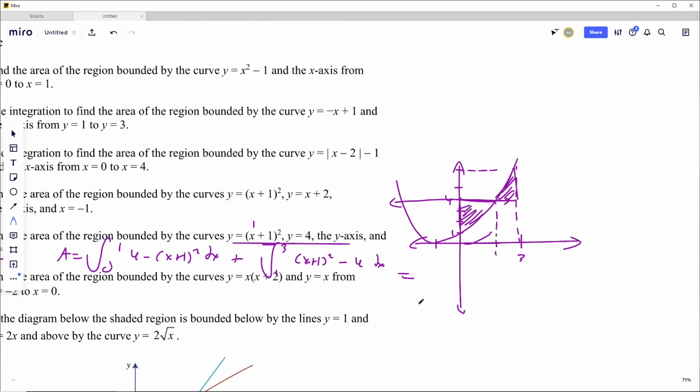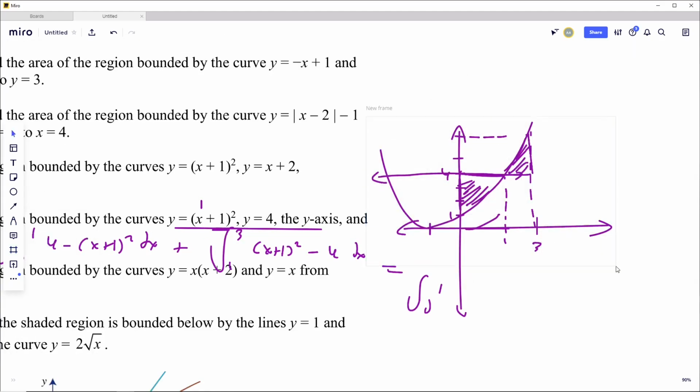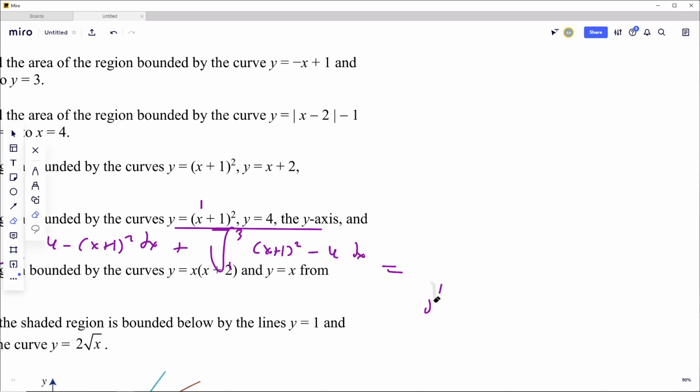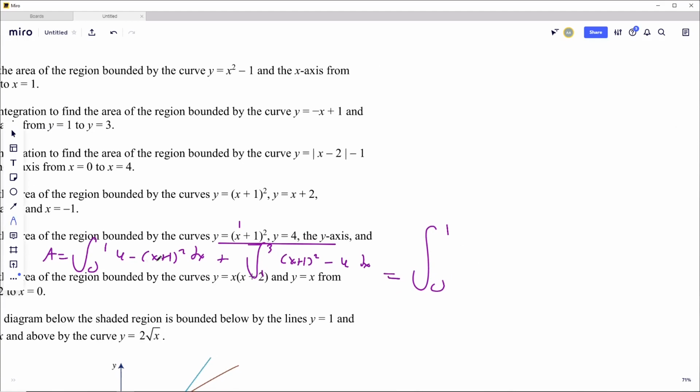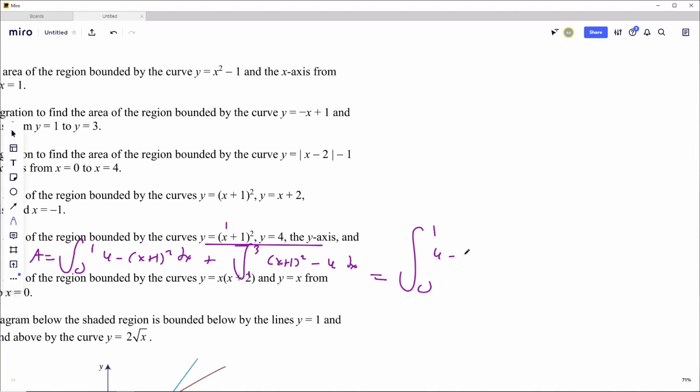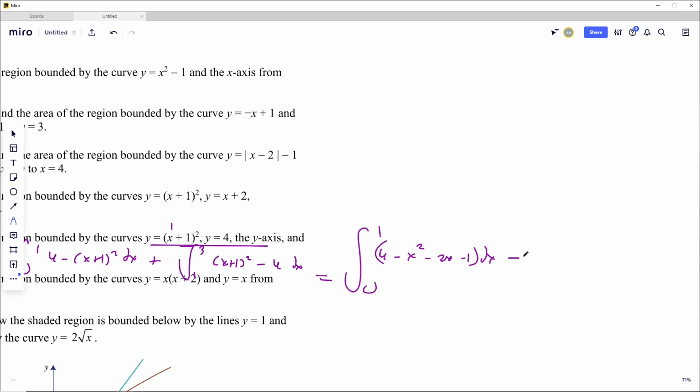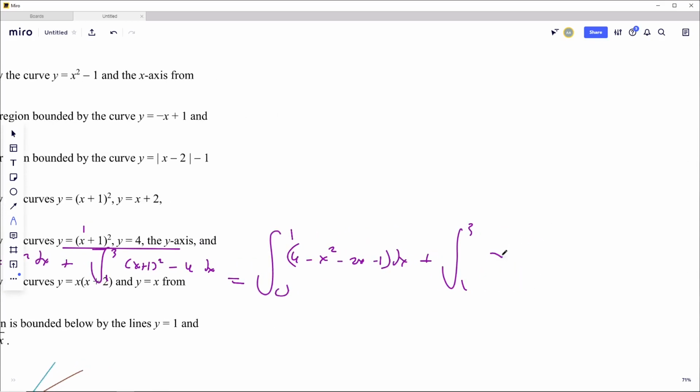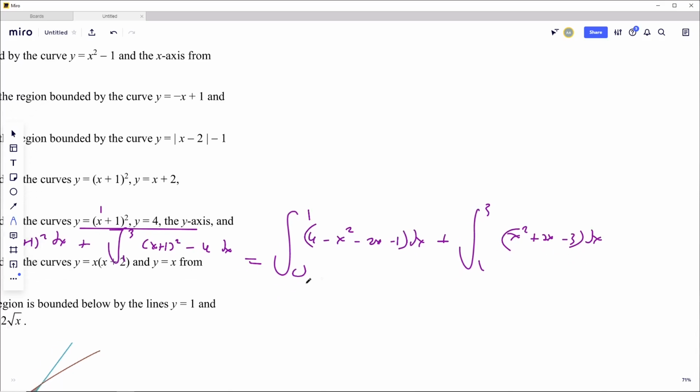So if you integrate here, you're going to get the integral from 0 to 1, and this is 4 minus that. You're going to get 4 minus, I'm going to do this quickly, x squared minus 2x minus 1 dx, I hope I did nothing wrong, plus the integral from 1 to 3 of x squared plus 2x plus 1 minus 4 minus 3 dx, integration immediately.